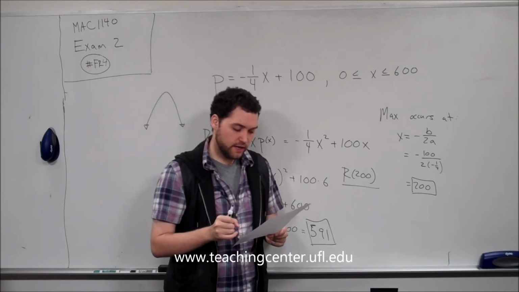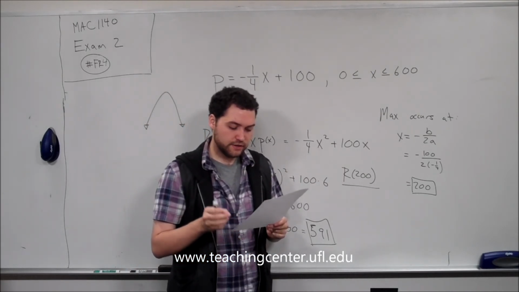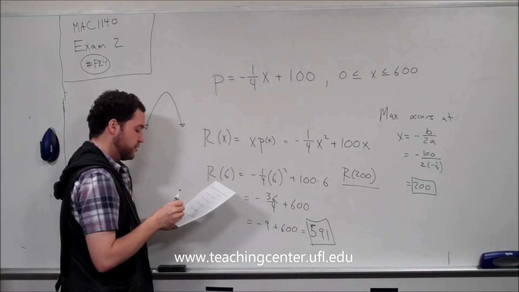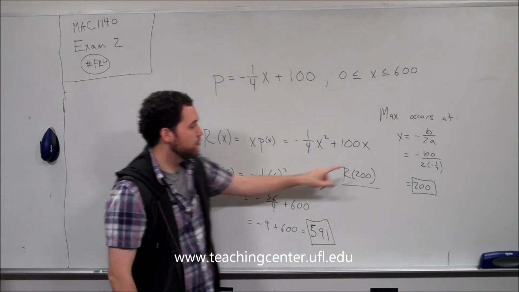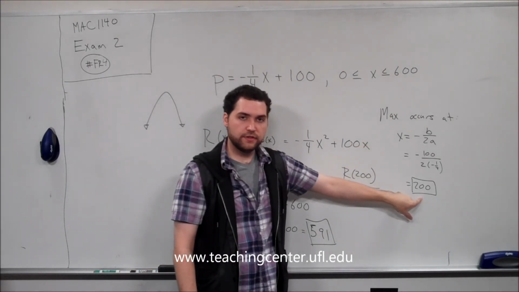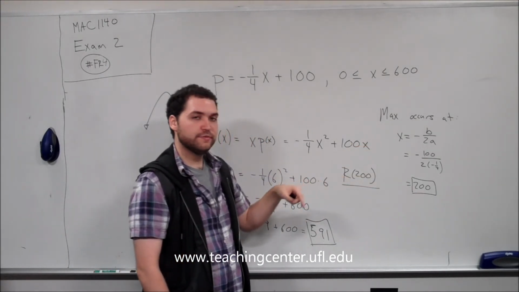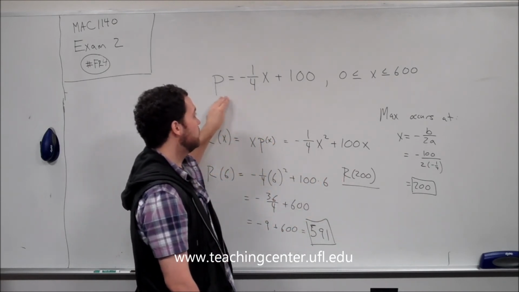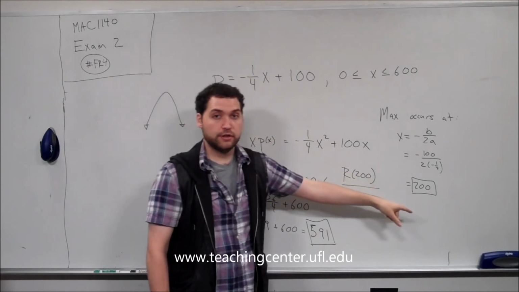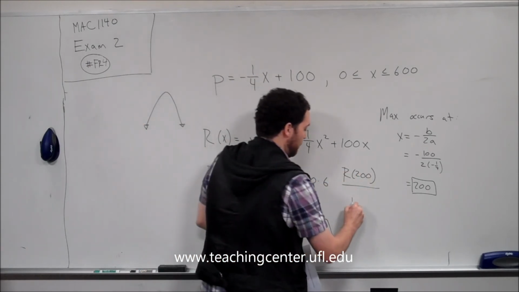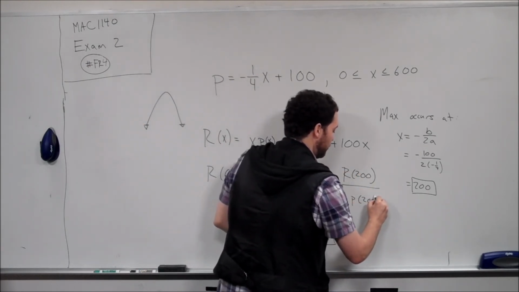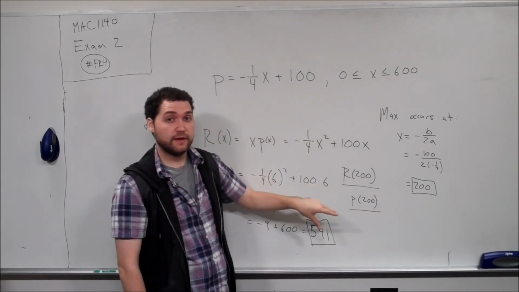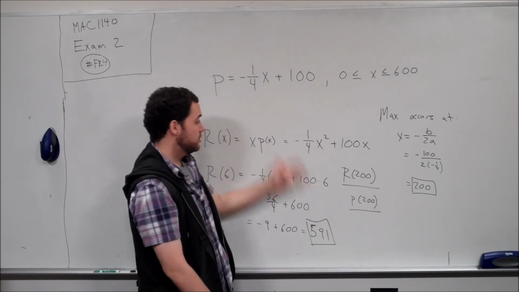And finally, for part E, it says, what price should the company charge to obtain maximum revenue? Well, we know that if you sell 200 units to maximize revenue, and they want to know how much we should charge to maximize revenue, that's basically just asking you what is demand or what is price at 200 units. So we can just say little p of 200. Whatever that comes out to be, that must be the price that we have to charge. And then that is your final solution.